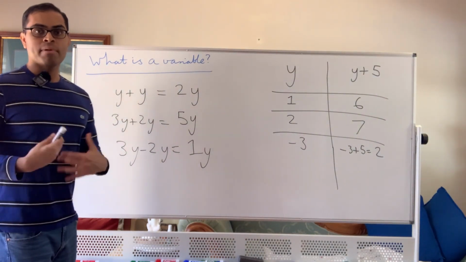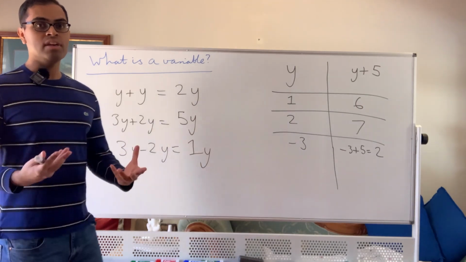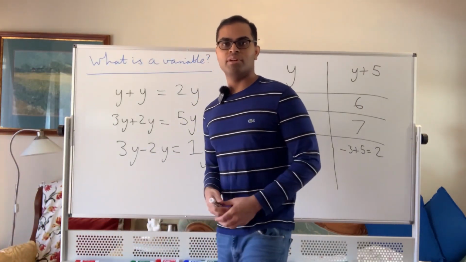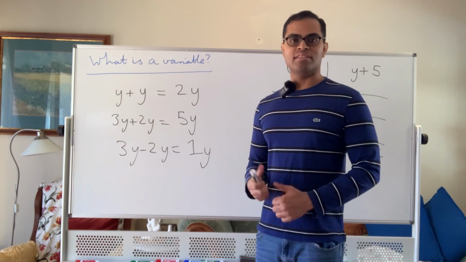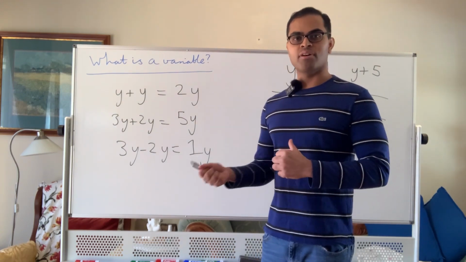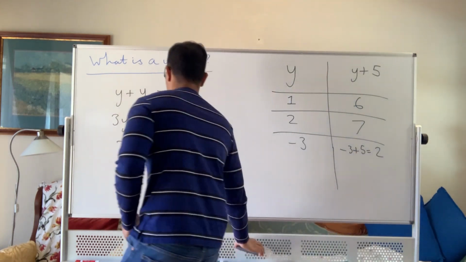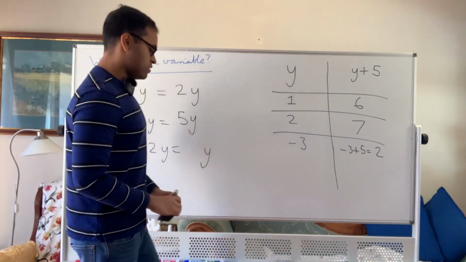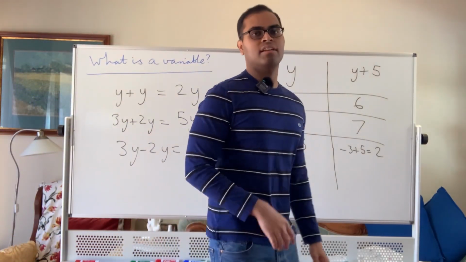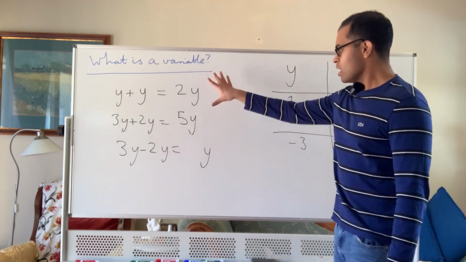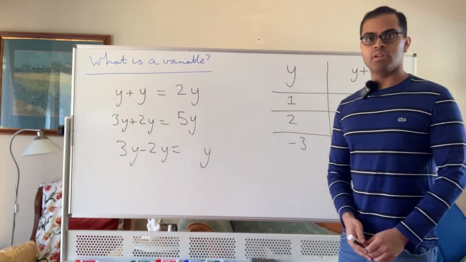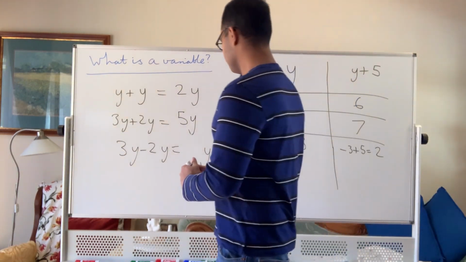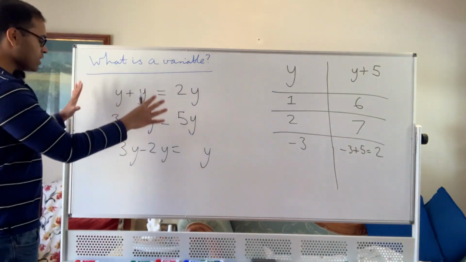So again, this is a mathematical shorthand, just like abbreviations when you text message. You say LOL, you don't say laugh out loud. That's an example where you take an abbreviation, it's understood that this is y, and this saves time and space instead of writing out the 1 every time. Okay, so we have 3y minus 2y is equal to y.